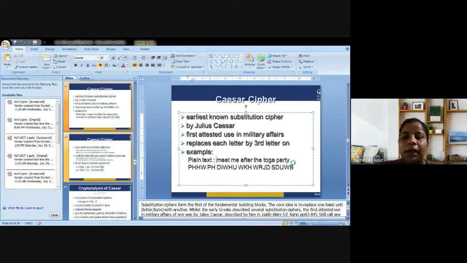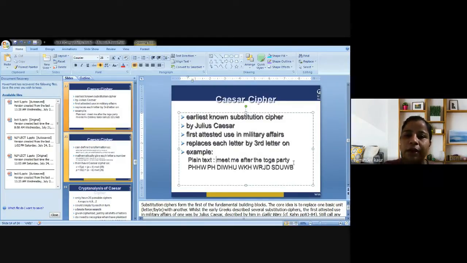M will be represented by P. E will be represented by H. Again there is an E, which will be represented by H. And T will be represented by W. So meet will be represented by PHHW. Next is me: again M is represented by P and E by H, so me will be represented by PH.